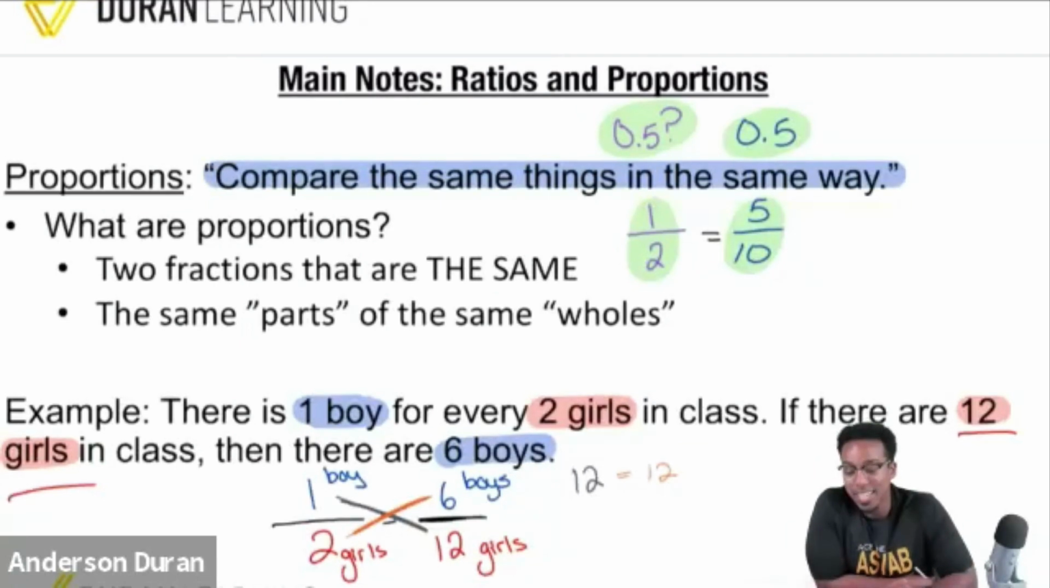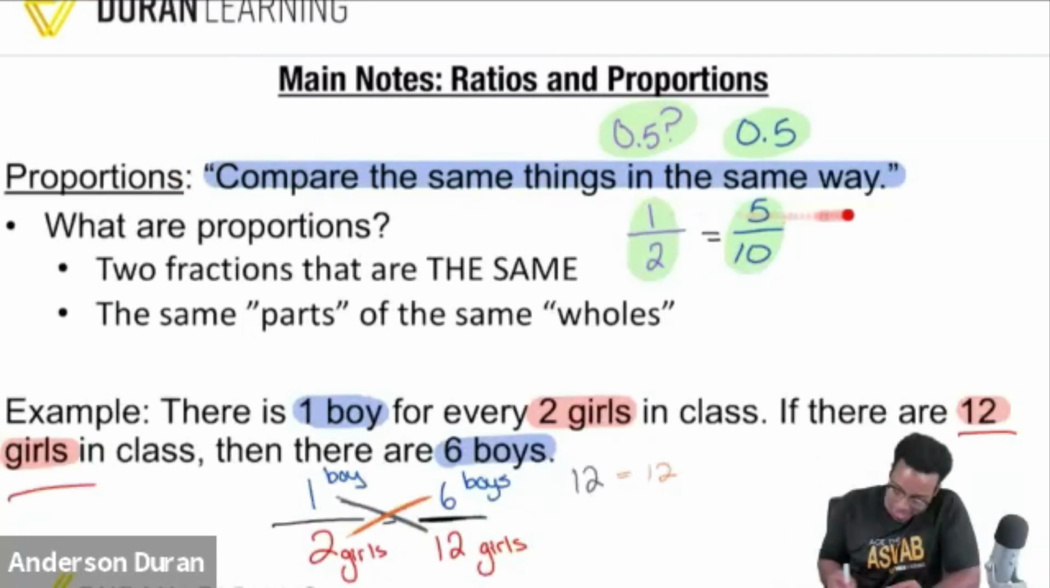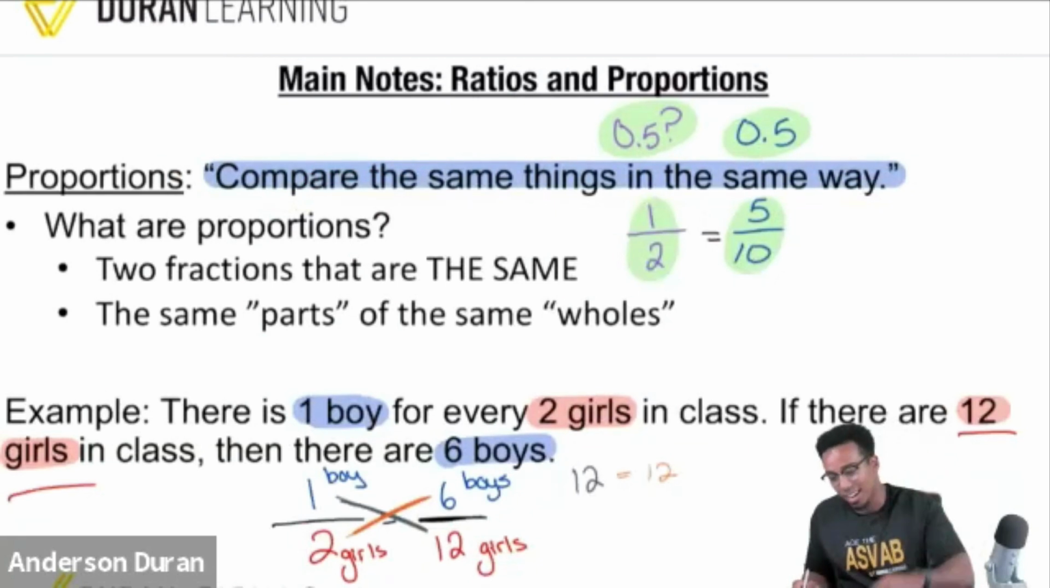Compare the same things in the same way. Everybody type that out. Let's go. We've got only about 20 so far. I will wait. I will be that dude. Multiply or compare the same things in the same way.